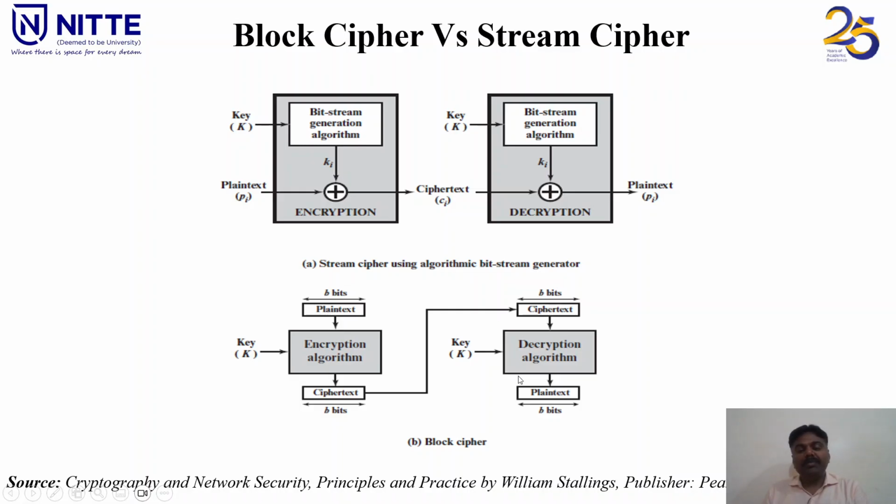When it comes to block cipher, we see a plaintext of size b bits. Whatever the length of the message, the entire message is divided into equal-size blocks, and every block undergoes the encryption algorithm with a specific key to produce the ciphertext. Similarly, this process continues for all the blocks of the message from plaintext to ciphertext. That is what we call a block cipher.